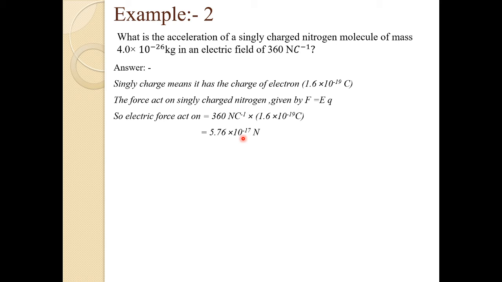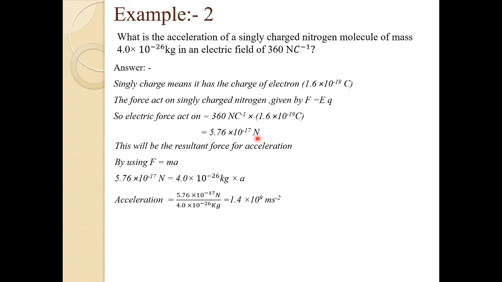But the question is about the acceleration. So what is this? This is the force. What force, then? To have an acceleration, it must be the resultant force. Correct. So this will be the resultant force producing the acceleration. So we have to use the relationship F = ma from Newton's second law, force equals mass times acceleration. The force is given by the electrostatic force, we substitute that, and the mass is given, and we can calculate the acceleration, which is 1.4 × 10^9 meters per second squared.